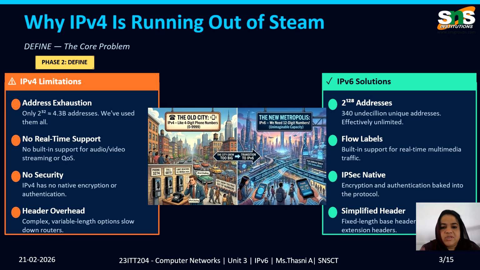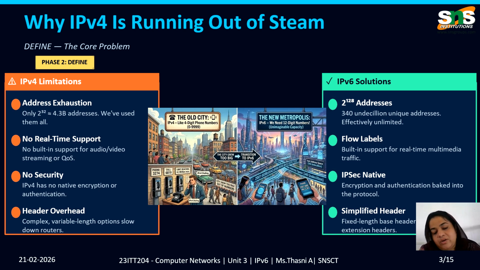Why is IPv4 running out of steam? Here is the core problem we have to see. We have the IPv4 limitations like address exhaustion, no real-time support, no security, and header overhead. In IPv6 there are 2 to the power of 128 addresses, whereas IPv4 has 2 to the power of 32, 4.3 billion addresses. We have used them all.